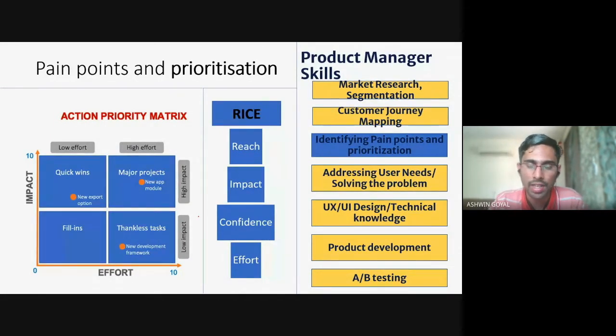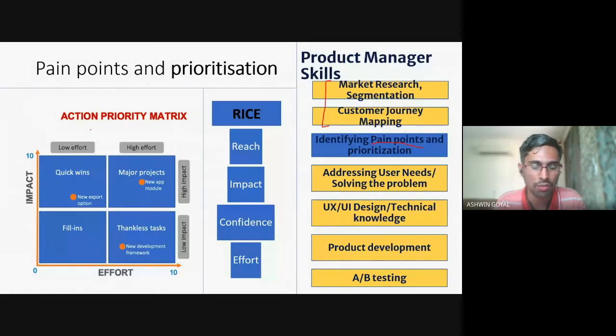So once you've identified who your customers are, what is the purpose of the first two steps? It is identifying who are the customers that you want to target and what are their needs. And this is where we start to identify their pain points. What are their needs? What are their pain points? What are the use cases that we need to target? So that is where we use concepts such as action priority matrix or RICE prioritization framework.